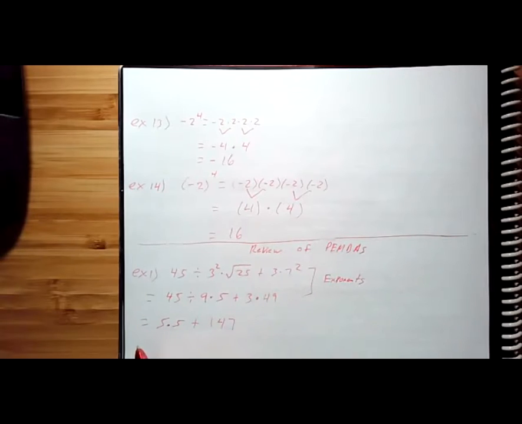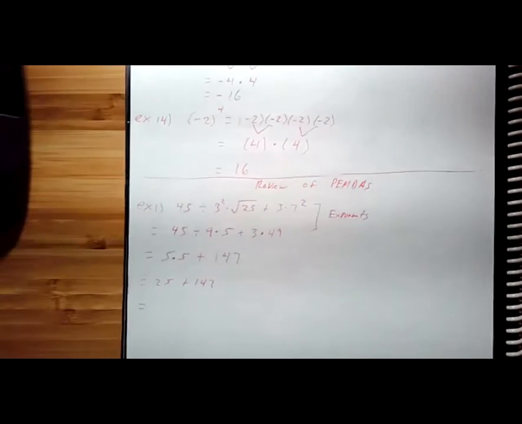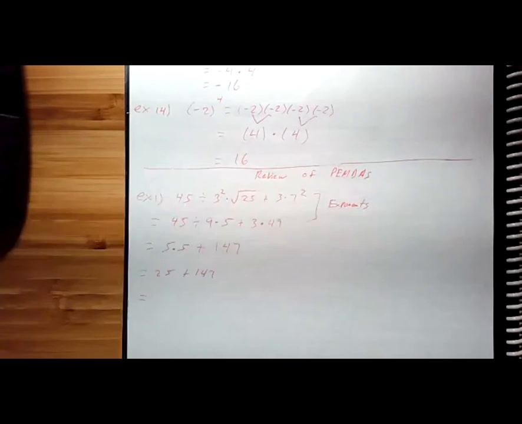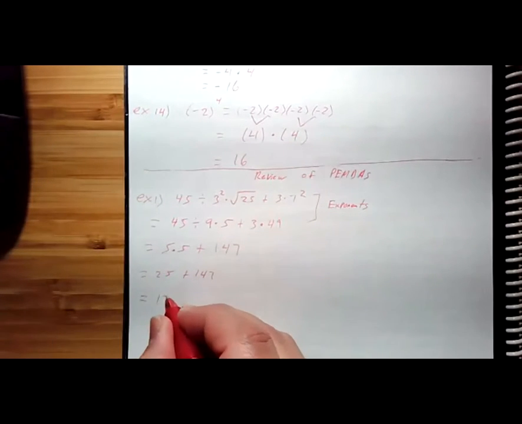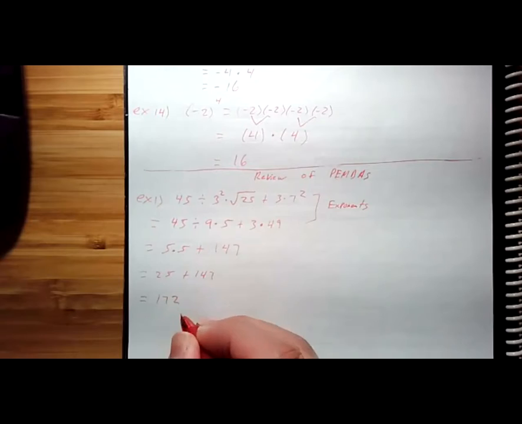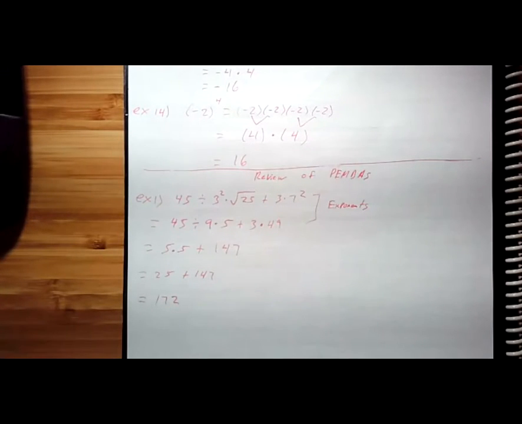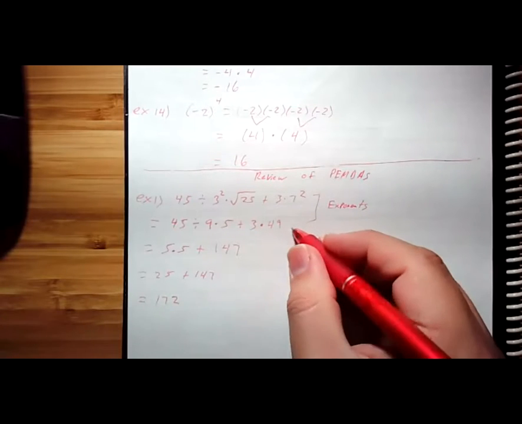Okay, so now we have 25 plus 147. There's no more multiplying. So at the very end, you add or subtract whatever's left over. That's going to be 172. Any questions about this?